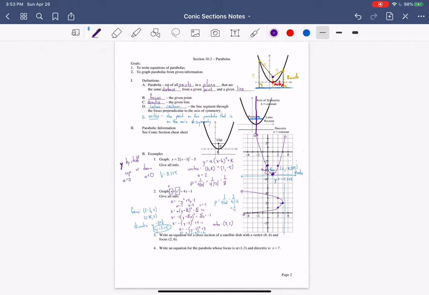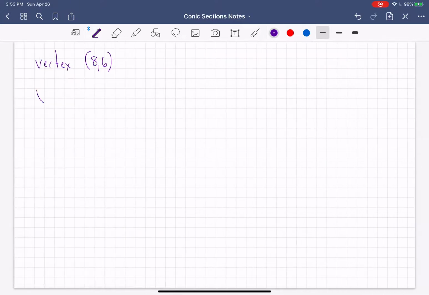And then the focus is at (2, 6). As always, I like to graph it and sketch it real fast to let me think about this. So I go 8, and then 6 up. That's the vertex, so that is actually on the parabola. The focus is at (2, 6), and that's always inside the parabola.